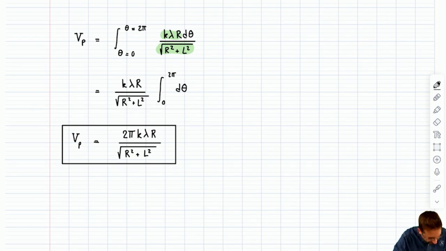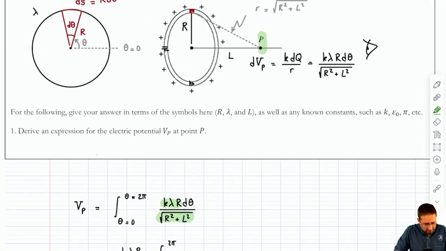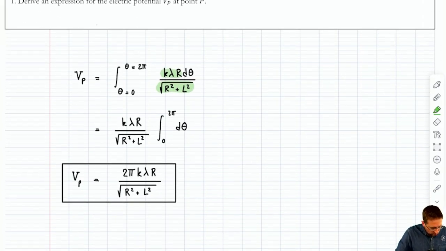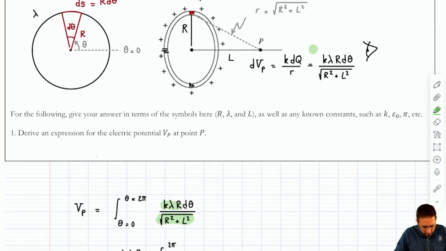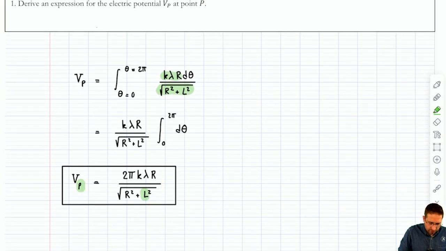And so what it means is that point P is defined by its distance L from the center of the ring. So if you have another point down here somewhere, you just have a different value of L. So what you've done is you've found V everywhere on the axis. If you then want to apply conservation of energy between 2 points on the axis, you can say V final minus V initial, but you just have a formula that you can plug in directly for V. You don't have to relate it to the electric field. You could, but it's harder.